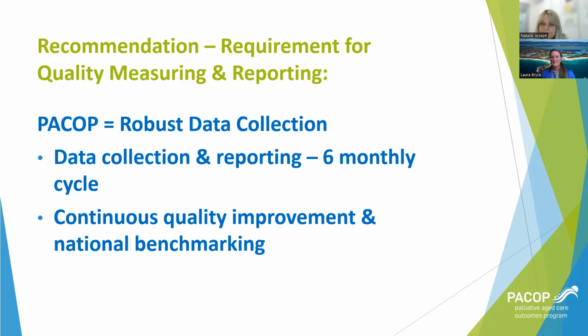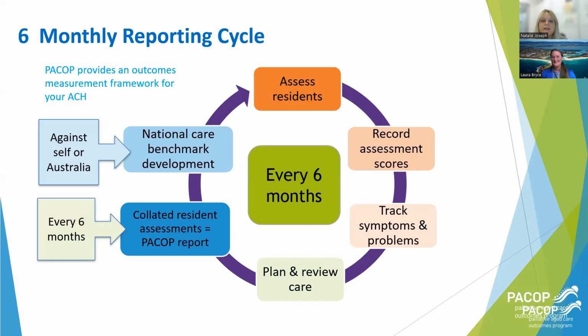So if we go to the next slide, we can show you how our 6-monthly reporting cycle works. So starting at the orange box, your resident assessments. At point of care, you record your assessment scores, you respond, you track your symptoms and problems, you plan and review care based on those assessments, and you keep going with that cycle. But then that data gets entered into a software system locally at each aged care facility or aged care organisation. Every 6 months, that is sent to PACOP in a secure and de-identified form. PACOP will then package it up into a series of reports, send it back to the home to use, as we've already talked about.